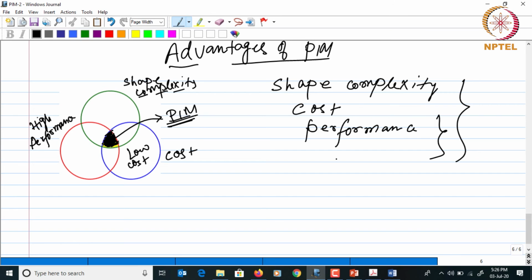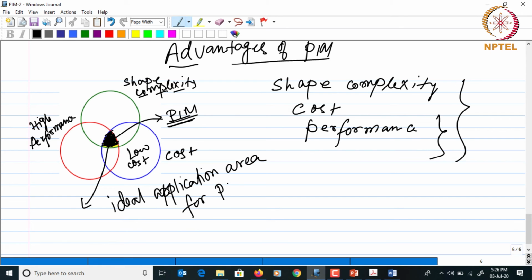So you can see this area is the ideal application area for the PIM process. That means when all these three are needed into one single process, as I was mentioning, then the PIM process can be used. Okay.